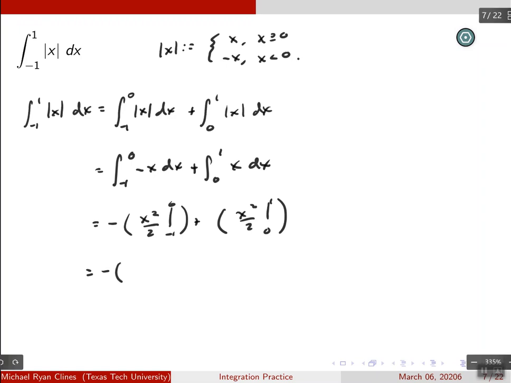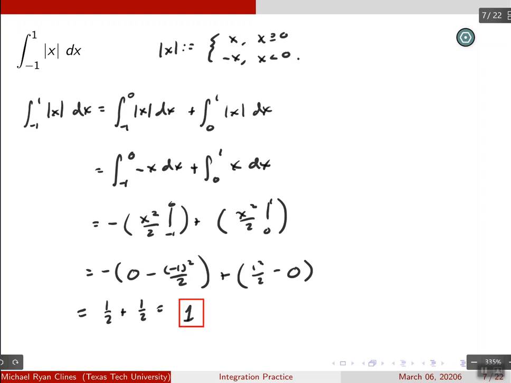So this is equal to -0 minus -1 squared over 2 plus 1 squared over 2 minus 0. Well, that's just equal to 1/2 plus 1/2, which is just equal to 1. And that's how we would go about solving a problem with absolute values.